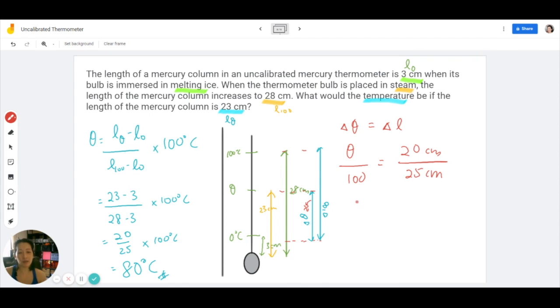So then from here, I can solve it as theta equals 20 over 25 times 100, and that's how we get 80 degrees Celsius, and ta-da! That's how you get the answer. Of course, if this method doesn't quite work for you, because this is an understanding of how ratio works, and if you can't quite remember or understand how to do side-by-side comparisons, that will be a lot safer if you use the formula. So this is how mercury thermometers can be calibrated and how we solve word problems involving uncalibrated mercury thermometers.